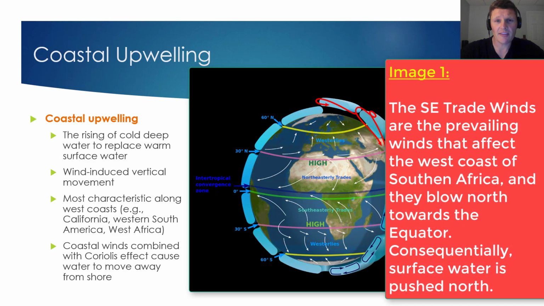In this first image, let's consider the prevailing winds that affect southern Africa. Specifically, the southeast trade winds blow roughly parallel to the shoreline. This results in surface waters being pushed north towards the equator.